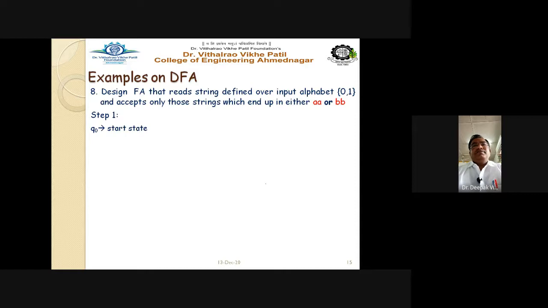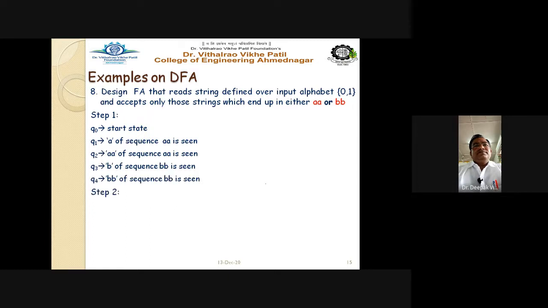See here, the same example, but with one difference. Design a finite automata that reads a string defined over the input alphabet, sorry, this must be a comma b, and accepts only those strings which end in either aa or bb.